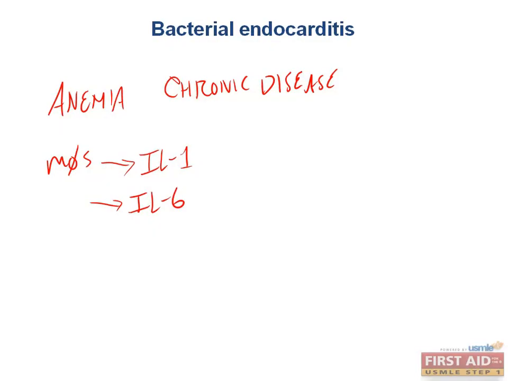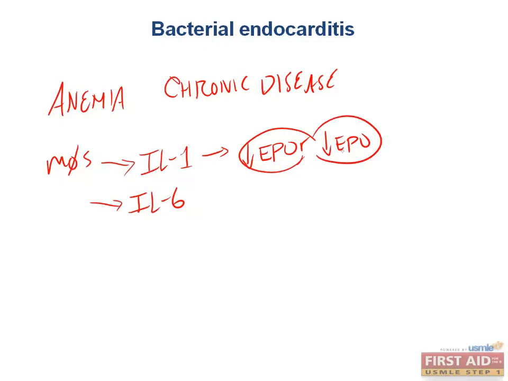So IL-1 leads to the downregulation of erythropoietin receptors on the erythrocyte precursors or erythroblasts. It also decreases the ability of interstitial cells in the peritubular capillaries to produce EPO. So we've downregulated EPO receptor and EPO production by the interstitial cells in the peritubular capillaries that make EPO to begin with. That's another high yield fact.